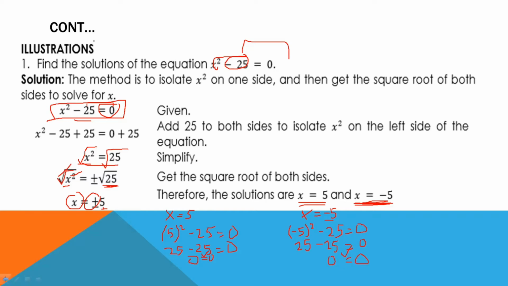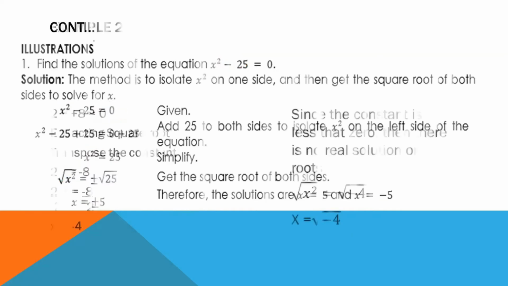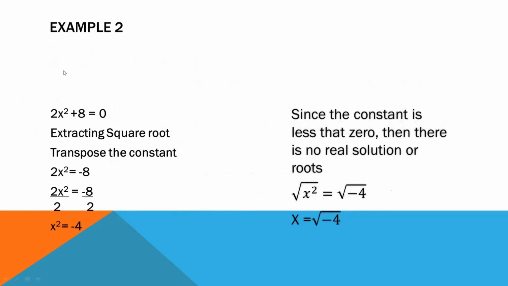So, to have another example, let's proceed. For our example number 2, we have the given 2x squared plus 8 is equal to 0.